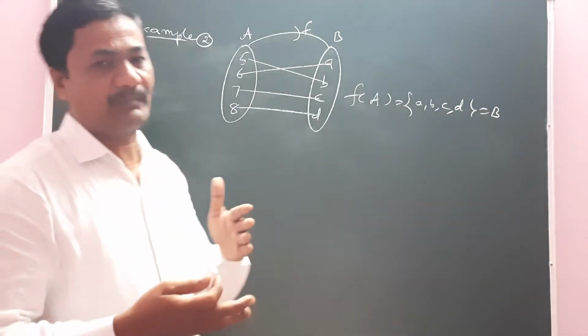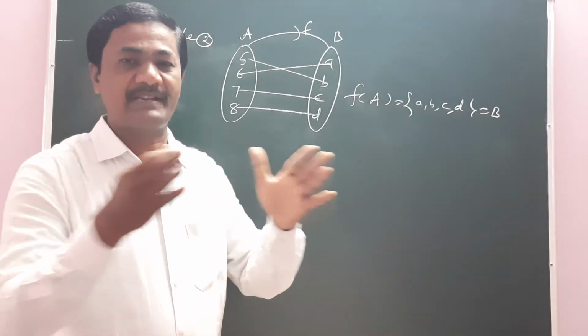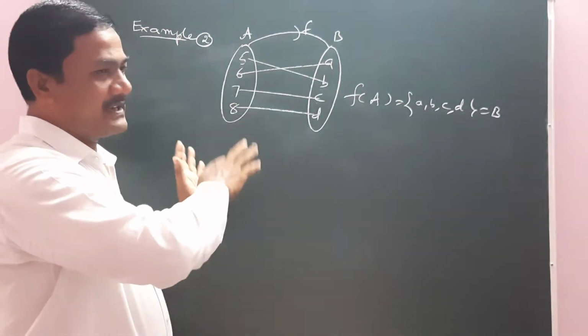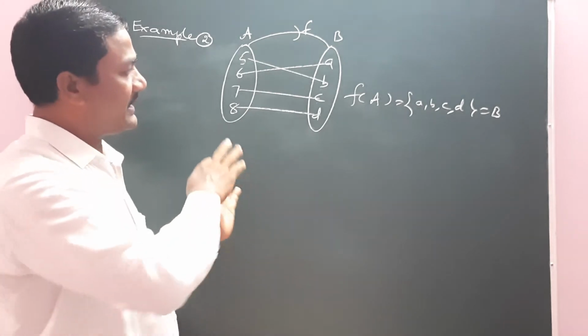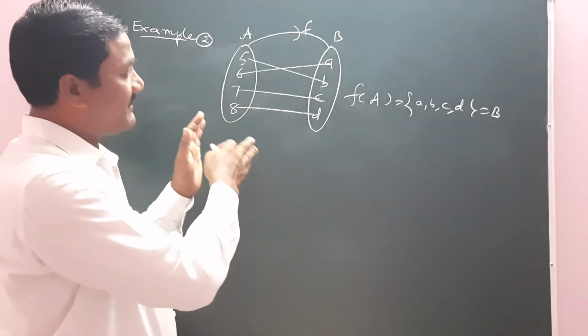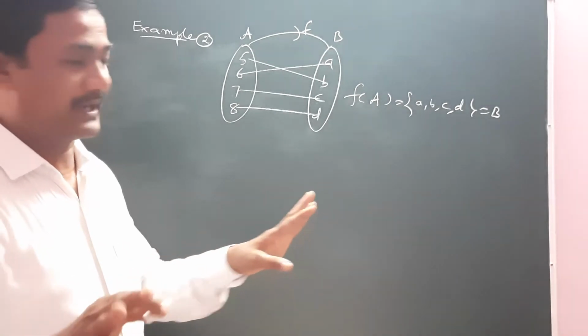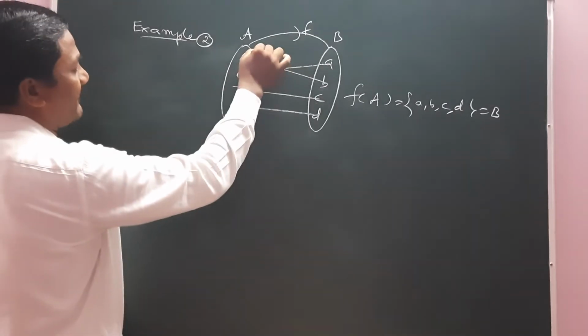And another example: say A is taken as the set of all states in our country, and B is taken as their capitals. Every state has a unique capital only. Therefore, in this case, f is a function and also always onto, but not one-one. Right? This is example 2.